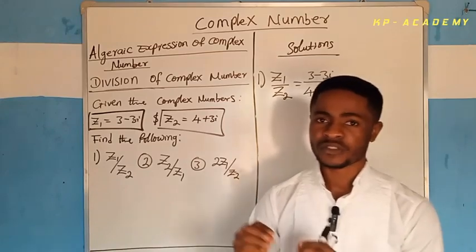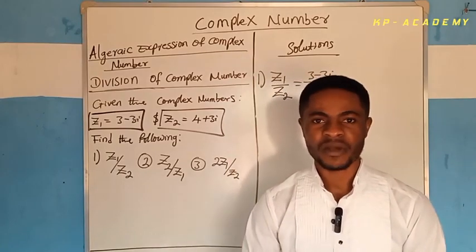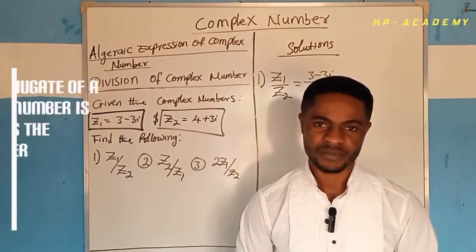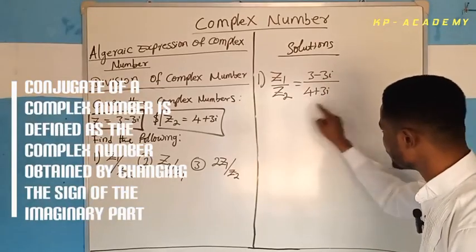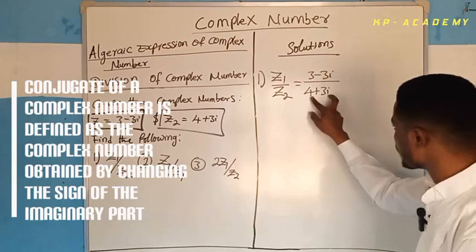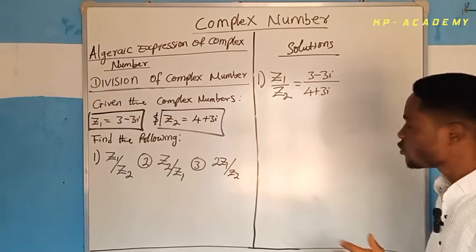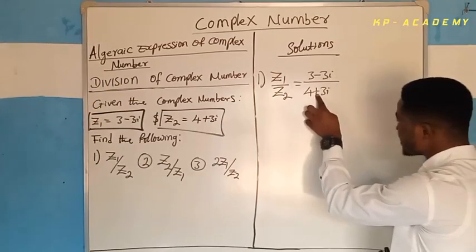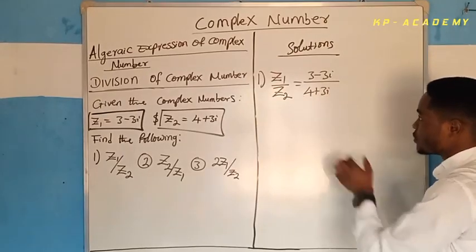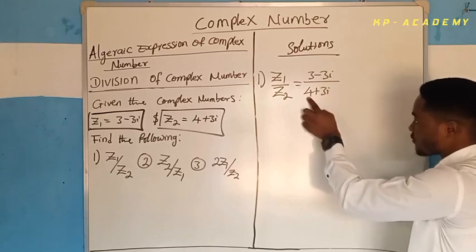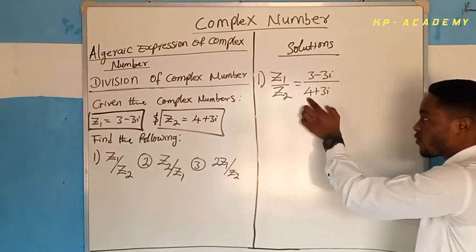Listen, the conjugate of a complex number, like I said in my first video, is nothing but a complex number obtained by changing the sign of the imaginary part. So multiplying the numerator and the denominator by the conjugate of this denominator means we take the conjugate of this denominator and use it to multiply both numerator and denominator. How do we get the conjugate? If you just change the sign of this imaginary part, whatever you have becomes the conjugate. The conjugate of this denominator will be 4 minus 3i, because it was 4 plus 3i.